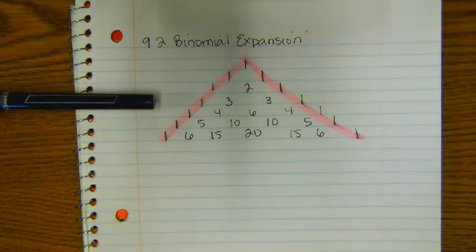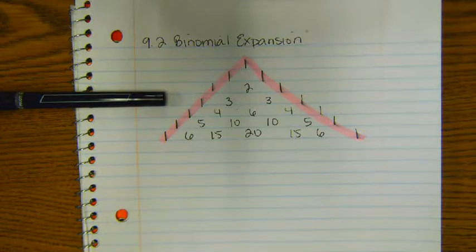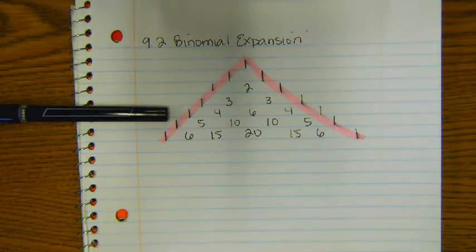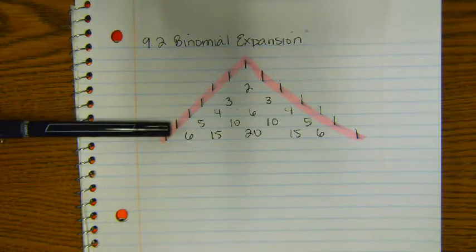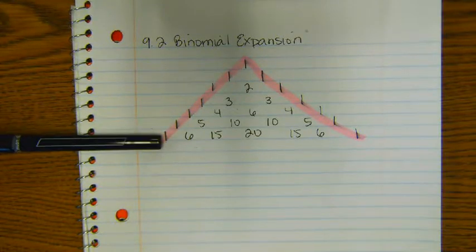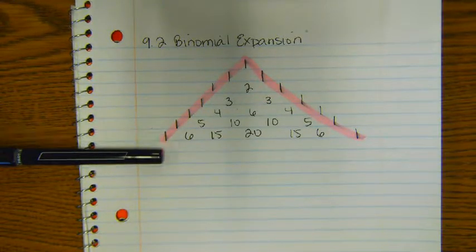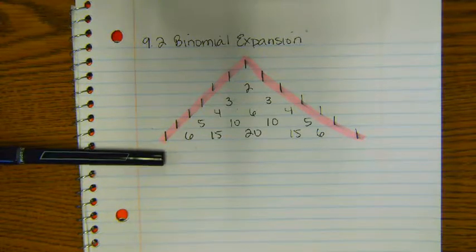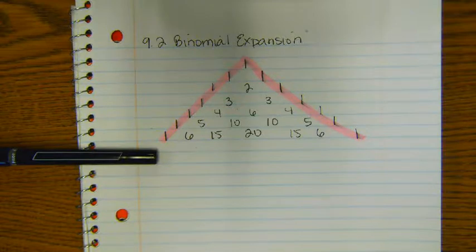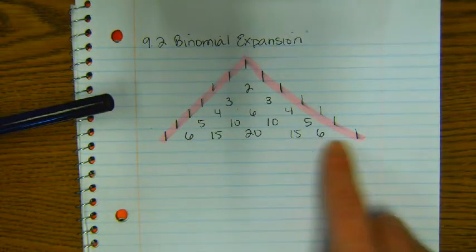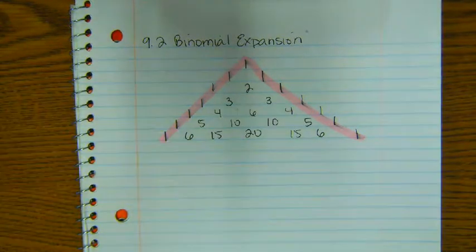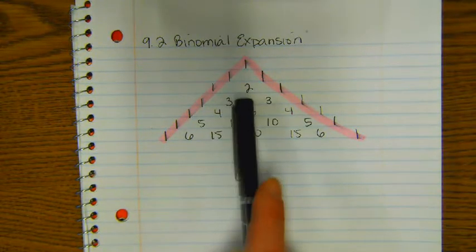So row 3 starts 1, 3. Row 4 starts 1, 4. Row 5 starts 1, 5. Row 6 is 1, 6. Well, how is row 7 going to start? Same way, 1, 7. How is row 7 going to end? 7, 1. How do we get those things in the middle, though? Okay, so you're seeing the 2. Okay, this starts with a 2, and then a 3, and a 4, and a 5, and a 6.